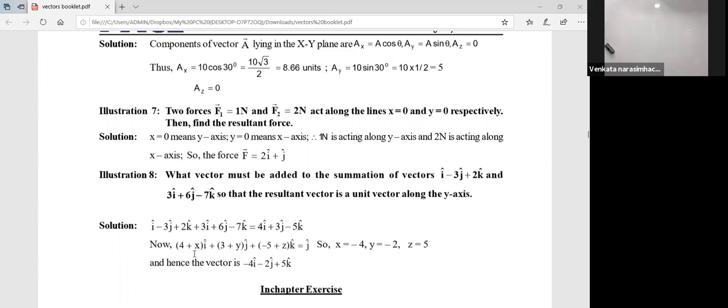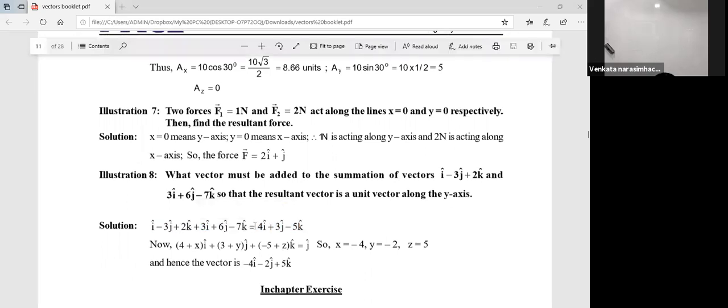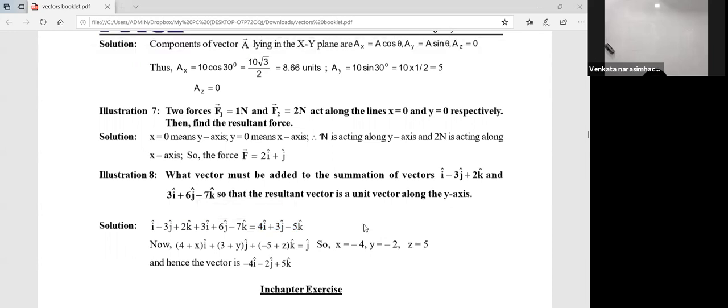Is this point clear to all? Yes, sir. Add both the vectors. Whatever vector you are getting, this is the vector. For this vector, you are adding x, y, and z. Now, x plus 4 should become 0. 3 plus y should be equal to 1. Minus 5 plus z should be equal to 0. Does that make sense to you people? Yes, sir.